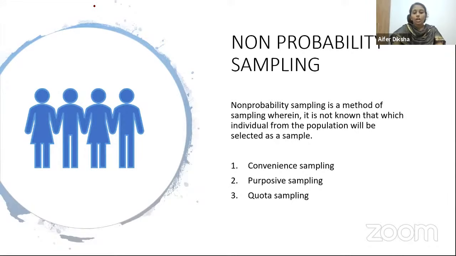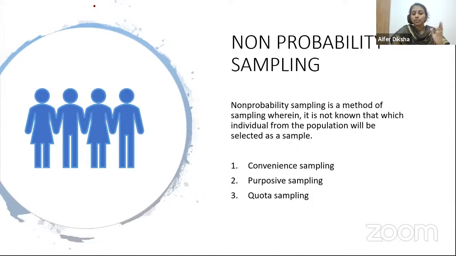Okay. Now, what is this non-probability sampling technique? As the name suggests, in non-probability sampling technique, all the members of the population do not have equal chance of being selected. That is, it is not a random selection. It is based on the personal viewpoint or the logical thoughts of the researcher, based on the researcher's judgment that the samples will be selected in non-probability sampling.